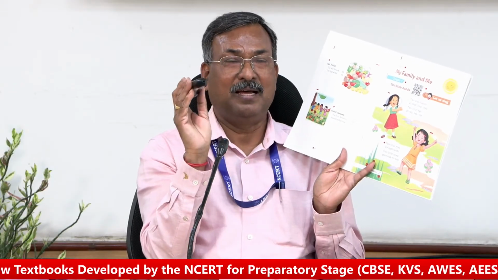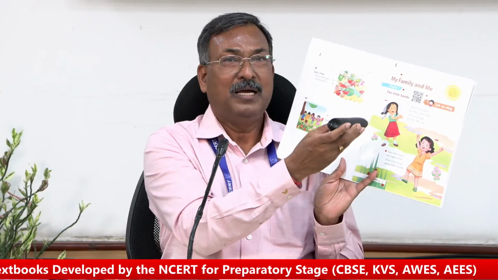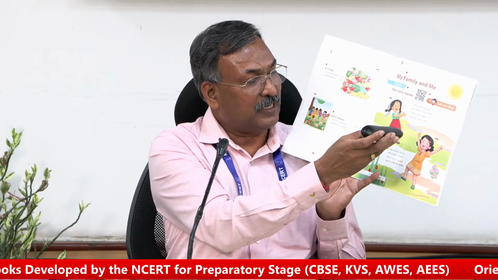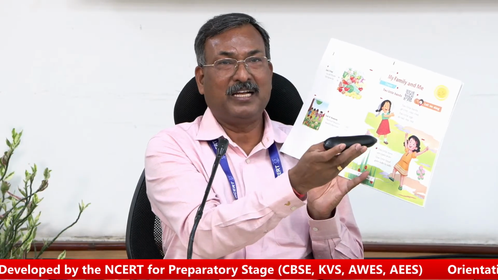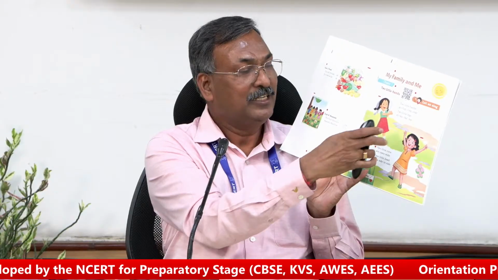So you could listen to this poem also. Even this pen will also be helpful to elaborate the picture here. Suppose there is a girl here, because a visually challenged child cannot see. So there are tactile points. If I touch on this point, it will elaborate what this girl is doing.